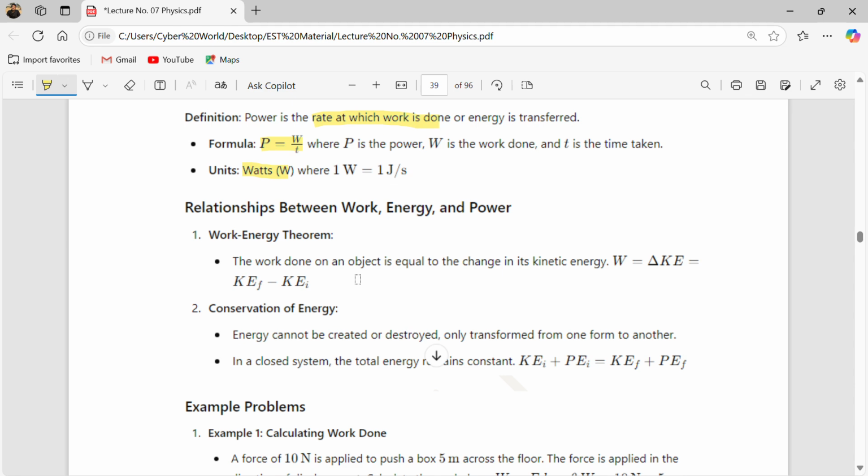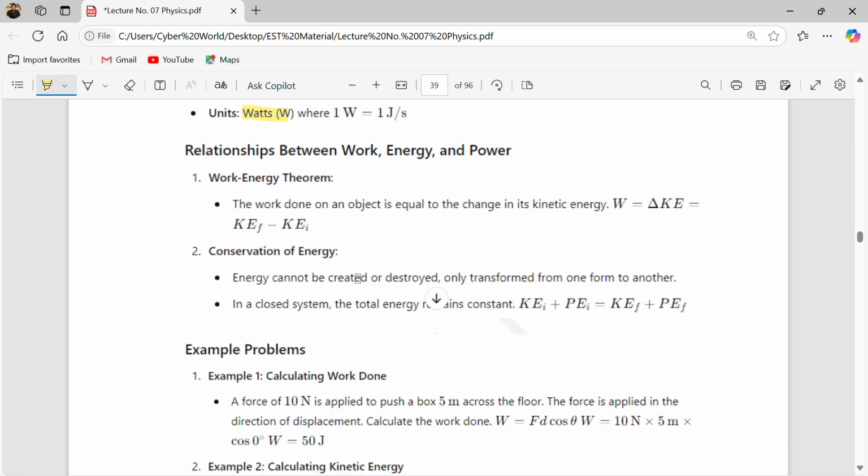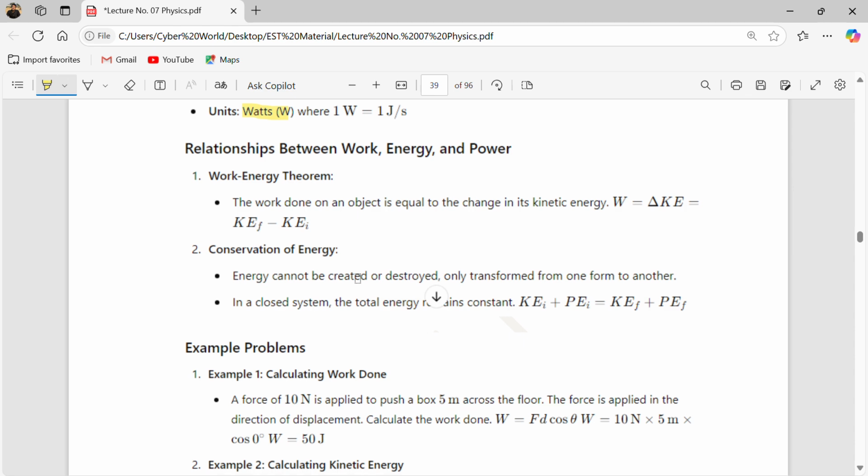Now the relationship between work, energy, and power. Work done is always equal to the change in kinetic energy. So you can say work done is equal to final kinetic energy minus initial kinetic energy. It also obeys the conservation of energy: initial kinetic energy plus initial potential energy always equals final kinetic energy plus final potential energy. So here the conservation of energy is obeyed.